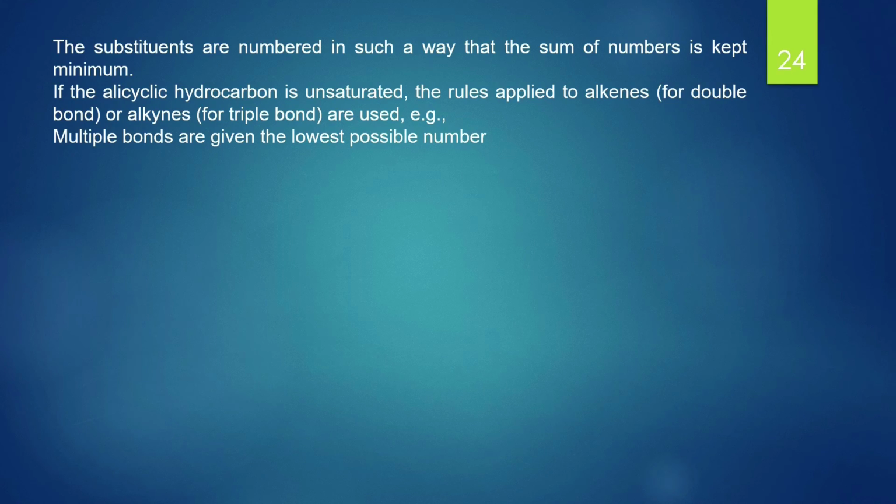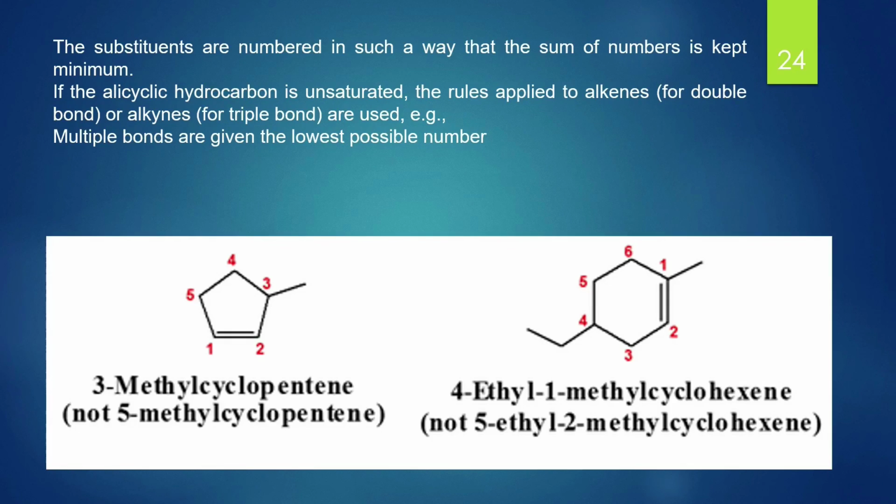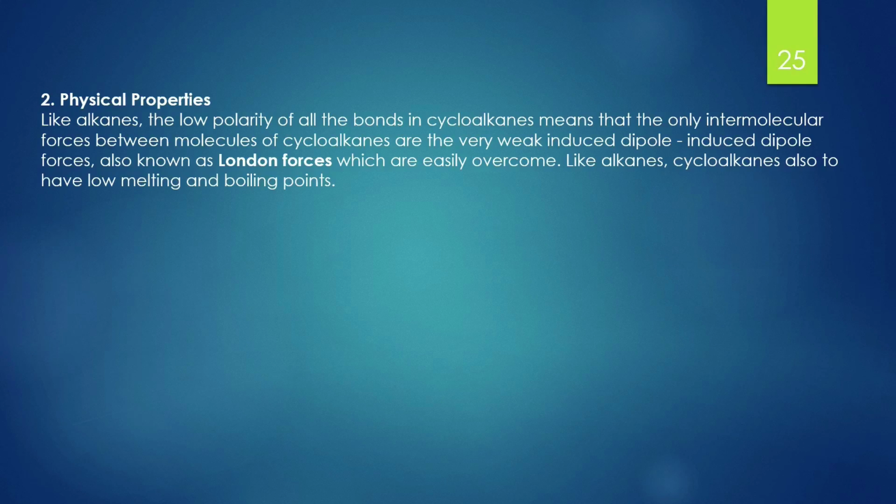If the alicyclic hydrocarbon is unsaturated, the rules applied to alkenes for double bonds or alkynes for triple bonds are used. Multiple bonds are given the lowest possible number. For example, 3-methylcyclopentene is the name, not 5-methylcyclopentene. In a similar way, another compound to be named is 4-ethyl-1-methylcyclohexene.